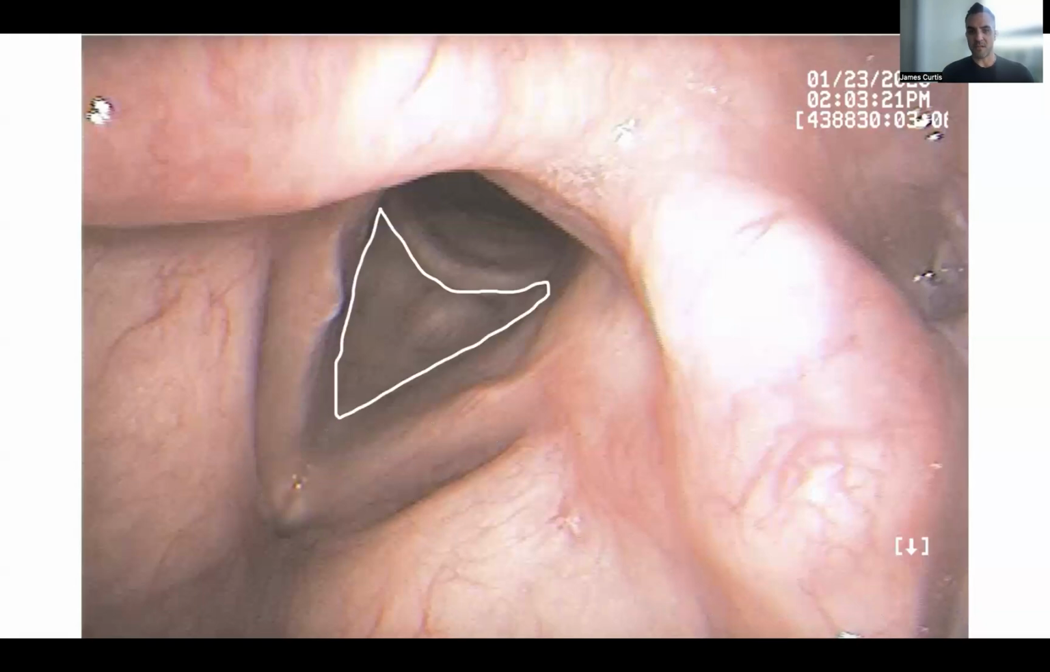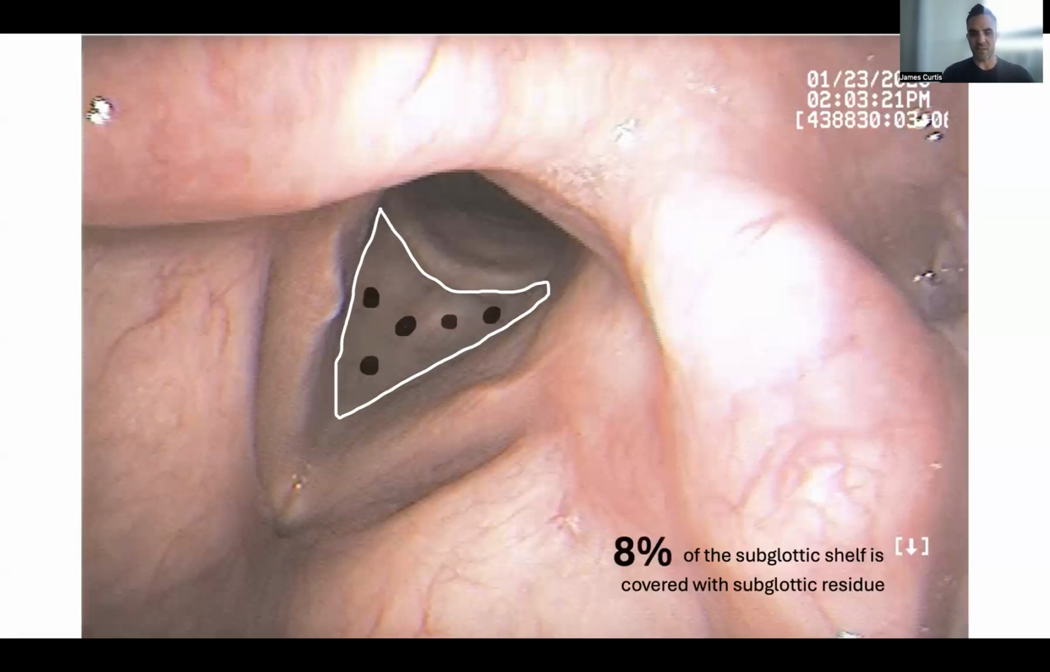Here we're going to think about the subglottic residue rating, because this is a very similar concept. Within the subglottis, we have our subglottic shelf, we have our cricoid cartilage, and we have our trachea. Subglottic residue ratings include anything below the glottis. So that includes anything within the subglottic shelf, cricoid cartilage, and trachea. But what we do for this residue rating is we put anything that we see, even if it is distally into the trachea, into the subglottic shelf and think about how much of the subglottic shelf would be covered with subglottic residue. So in this example, it would be 0%. Here, if these gray little circles represented residue, then around 8% of the subglottic shelf would be covered with residue.